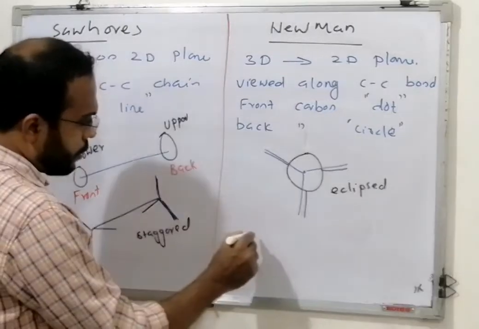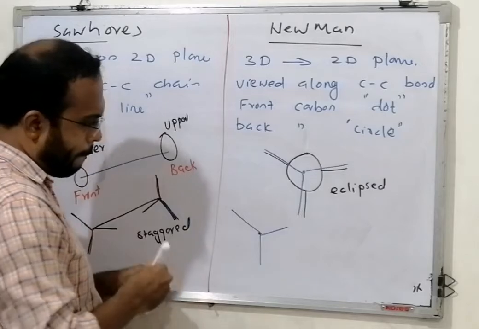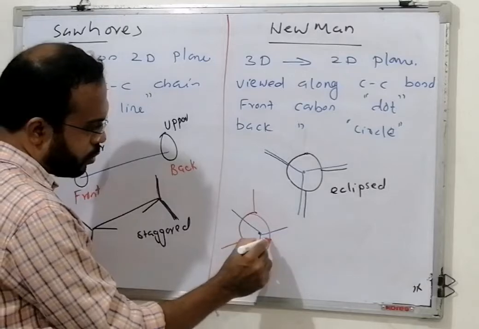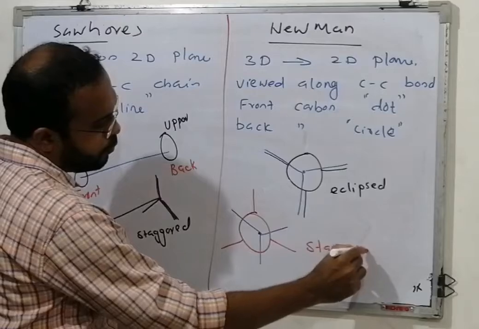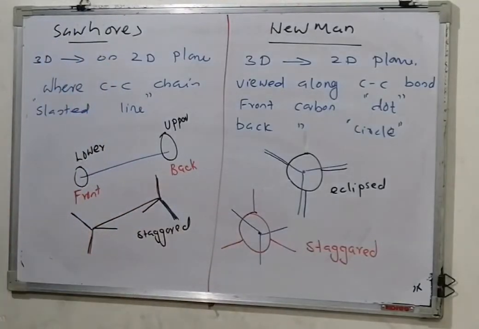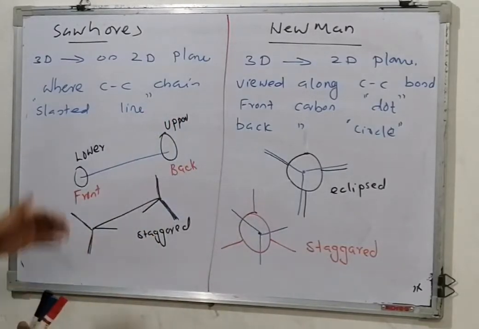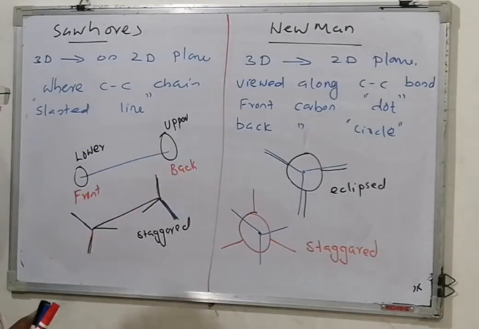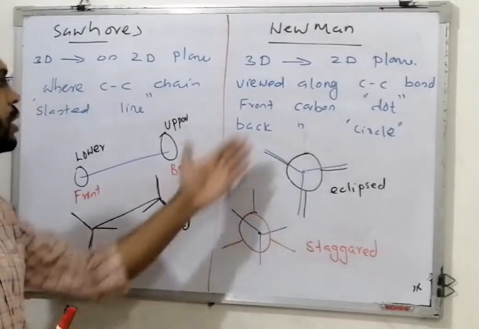What is a staggered? This is the front carbon. This is the back carbon. Staggered: opposite, opposite, opposite. This is staggered. Okay. Therefore, in Sawhorse, you have a slanted line. Lower part is the front, upper part is the back. Here you have a dot and circle. Dot is the front, circle is the back.